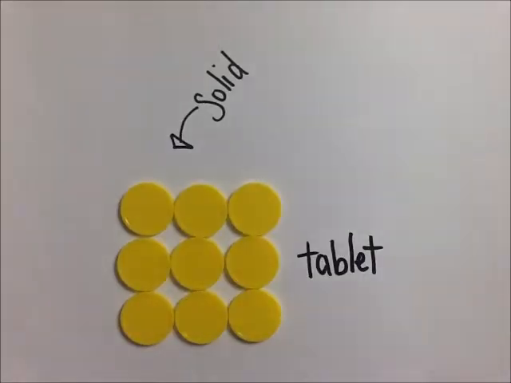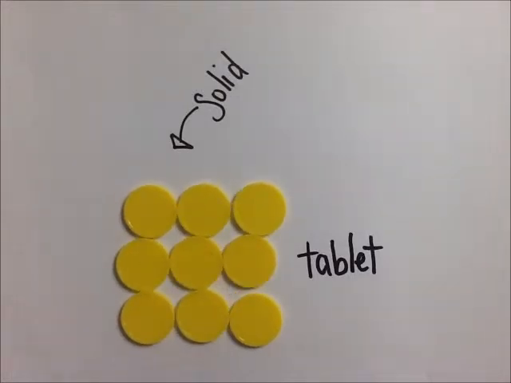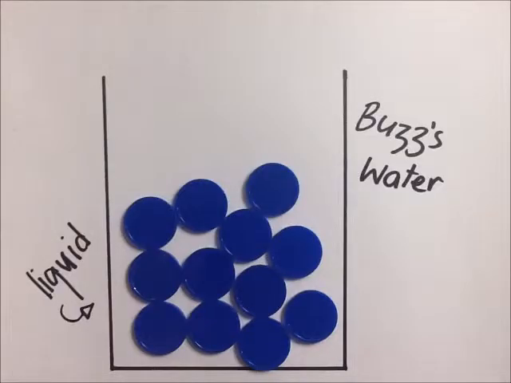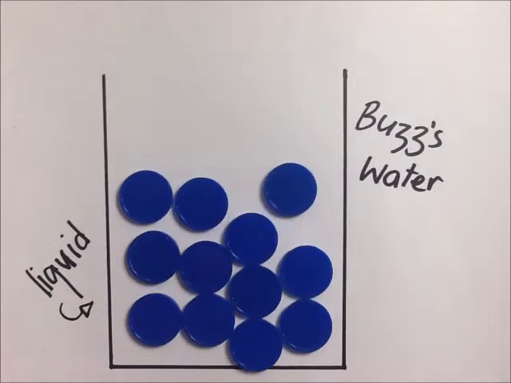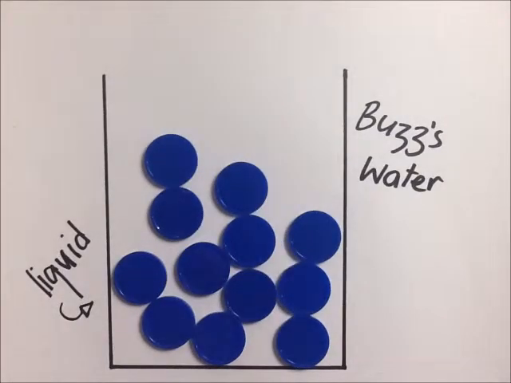So let's have a look at the particles in this situation. Our tablet, represented by the yellow counters, is a solid. This means its particles are packed tightly together and stay in place. Buzz's water is represented by the blue counters. Its particles are sliding past one another and hold the shape of the glass.